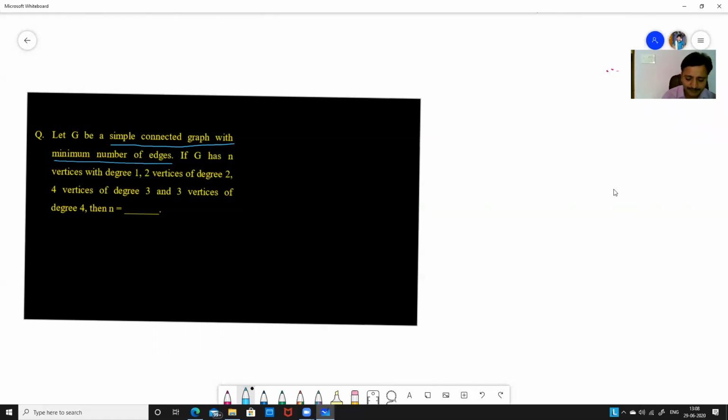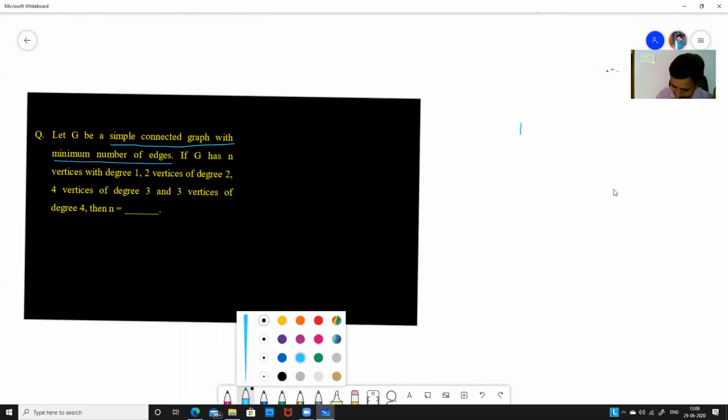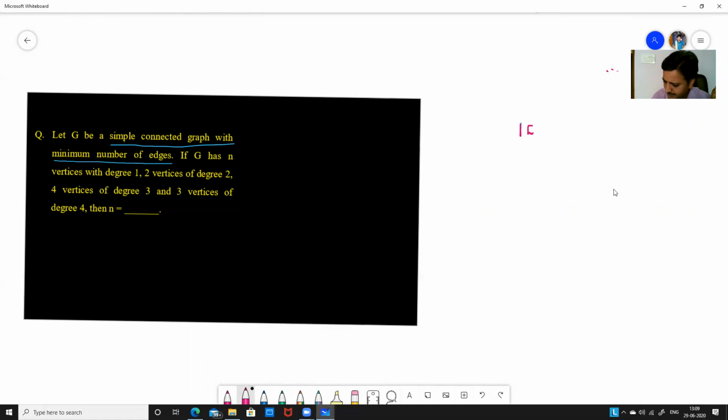Okay. Let G be a simple connected graph with a minimum number of edges. Minimum number of edges means immediately I can say the number of edges in that graph must be equal to the number of vertices minus 1. That equals the minimum number of edges. Is it clear or not? Yes. Okay. If G has n vertices with degree 1, and 2 vertices of degree 2, and 4 vertices of degree 3, and 3 vertices of degree 4. Okay. First, I want to know how many total vertices there are. So total number of vertices.